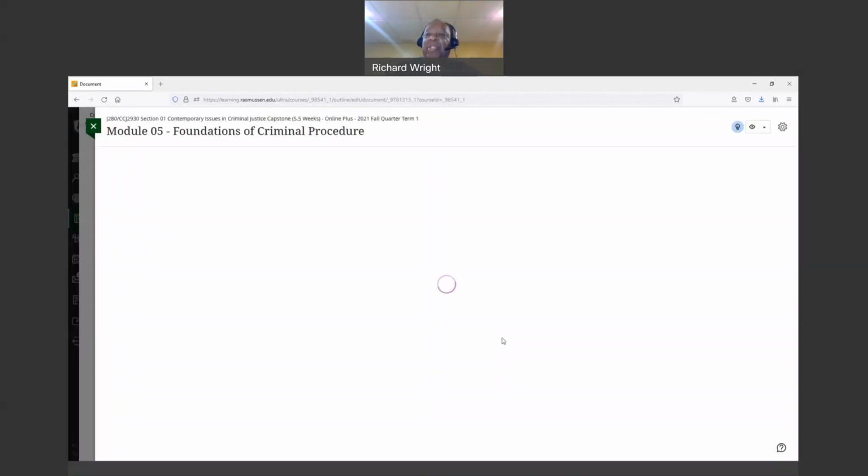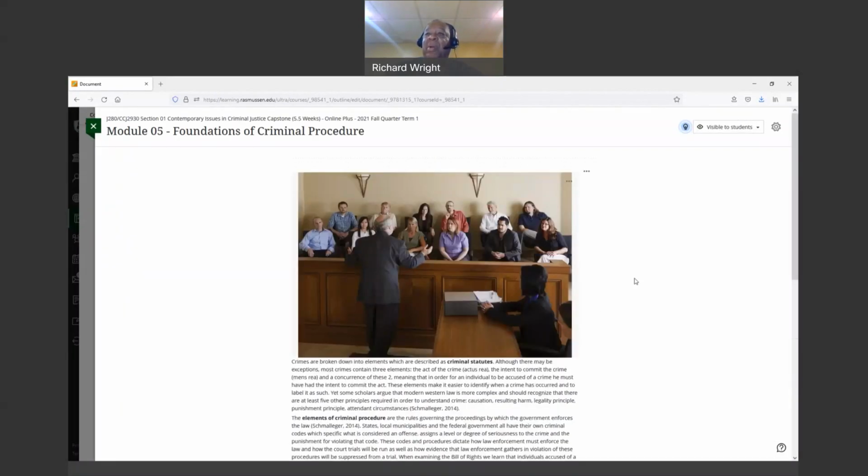Foundations of criminal procedure. Okay, you've seen this picture before. I'm well acquainted with this picture. That's also my favorite approach. Notice the jurors, they're all paying attention to him.